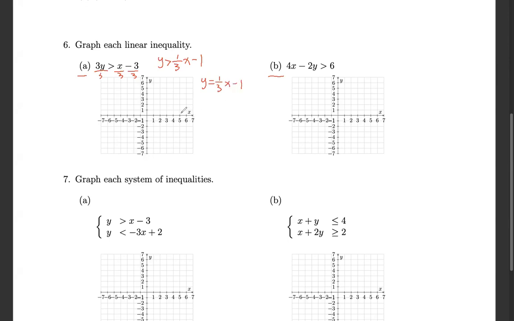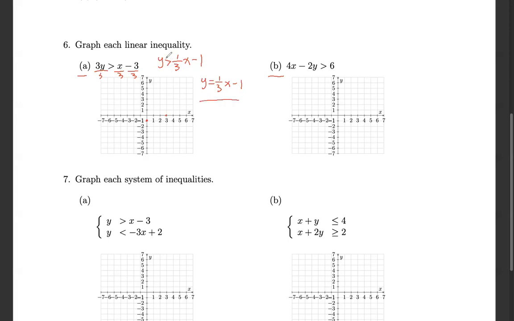Let's graph this. How do we graph? So we use 2 points, x-intercept and y-intercept, right? So if x is 0, we get y equals -1. So we get this point. If x equals 3, 3 times 1/3 is 1, 1 minus 1 is 0. Right? So get 3, 0. You get this point. Now, with 2 points, we can graph this line.